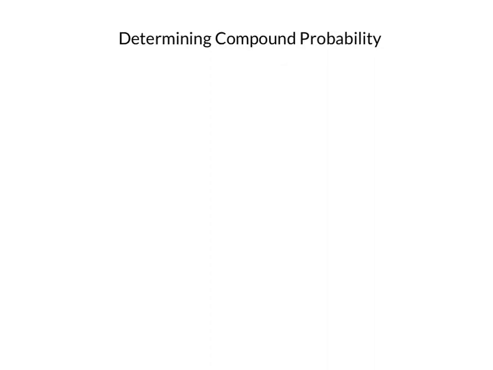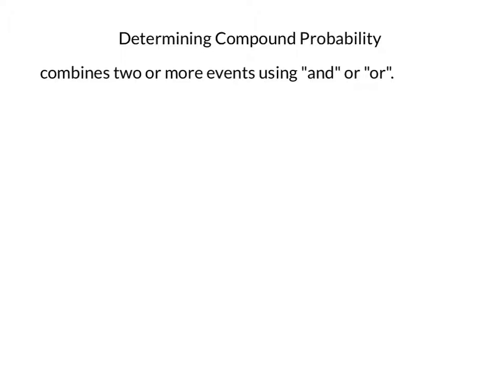So in determining compound probability, we need to know what compound probability is. Well, compound probability combines two or more events using the word and or the word or. Now, and represents an intersection, and or represents a union.